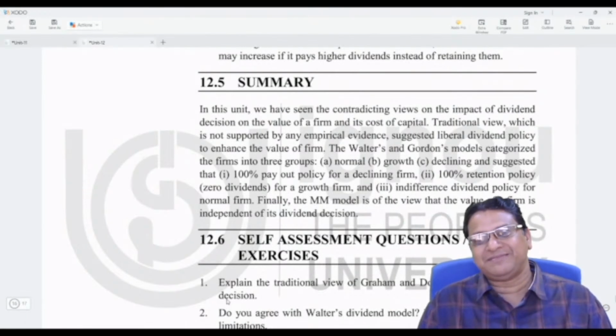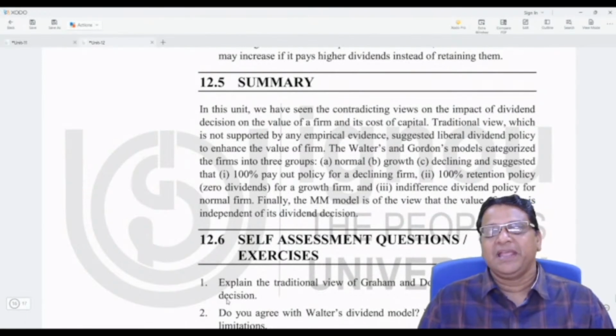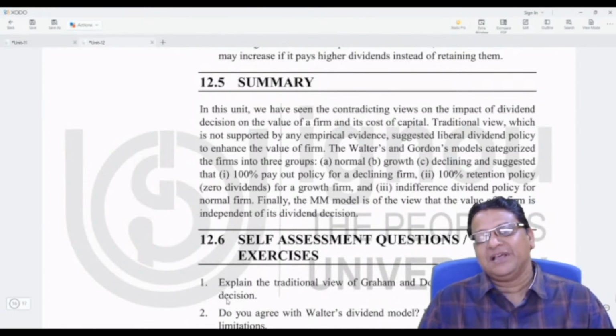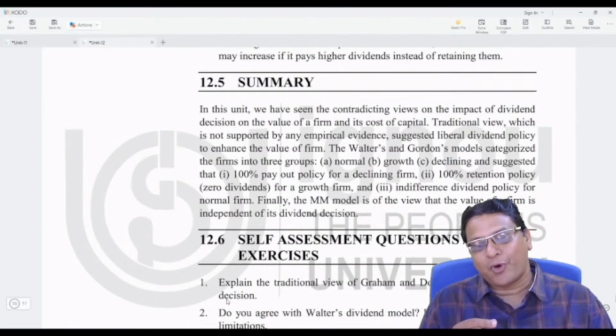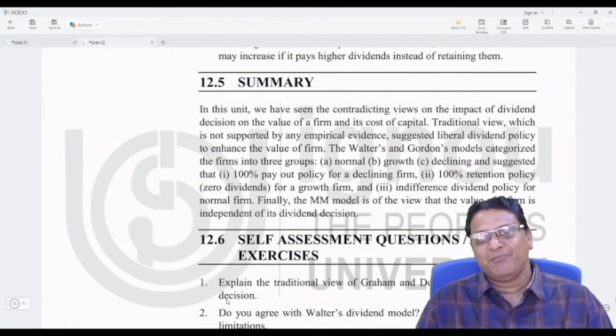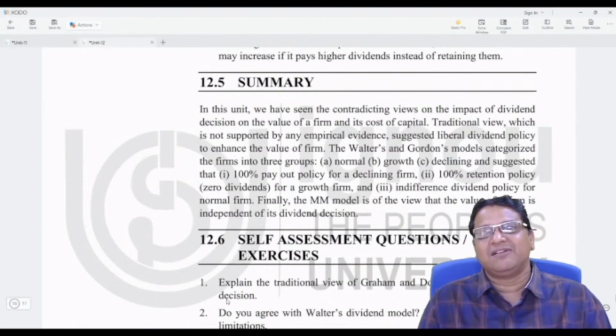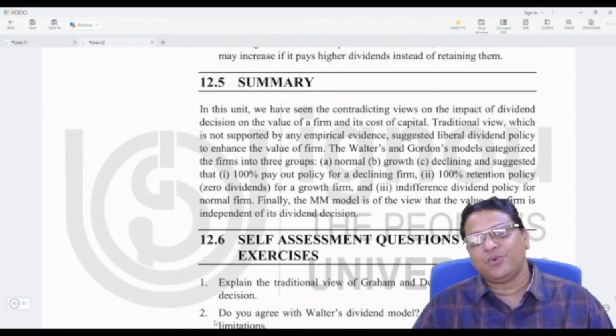Next, the irrelevance model of dividend theory is given by Modigliani Miller. Their model tells that the dividend policy does not affect the value of the firm, but their model is based upon the most important assumption that a perfect capital market exists. But in practice, a perfect capital market does not exist. Hence, there are two conflicting views on the impact of dividend decision on the value of the firm in case of dividend theories.